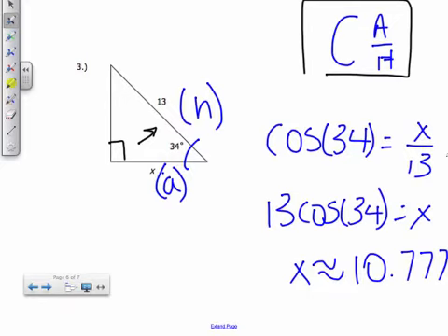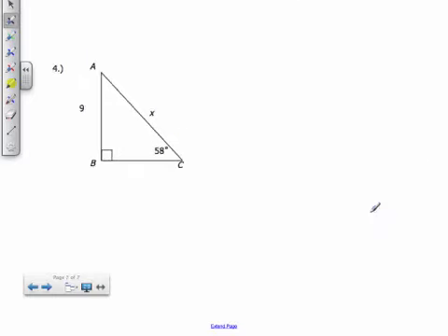Multiply both sides by 13 to cancel the 13 out, and you get 13 times cosine of 34 degrees. Literally type that into your calculator, you get x is approximately equal to 10.777. So hopefully that made sense to you. Try number 4, press pause, solve the problem, and then come back to me, see how you did.